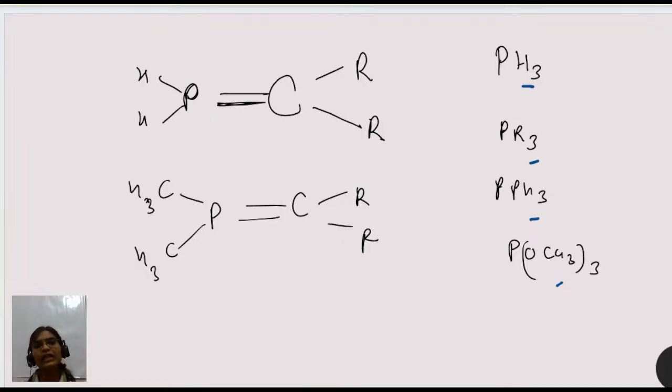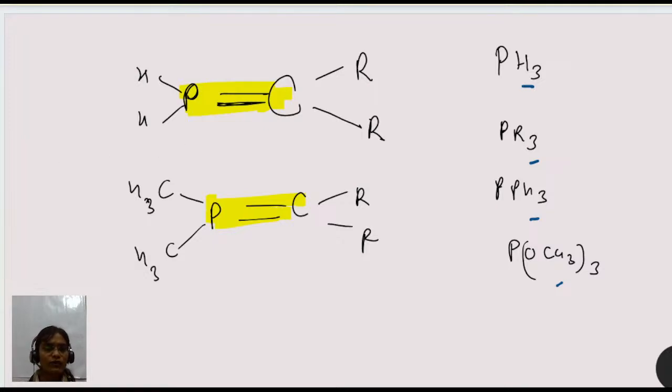Important is that whenever the phosphorus combines with the carbon with a double bond, in this kind of arrangement, like a Grignard reagent, the name for this one is known as a ylide, phosphorus ylide. But again, what is the point? In this case, is phosphorus a metal or a non-metal? It means I'm having a phosphorus and a carbon.